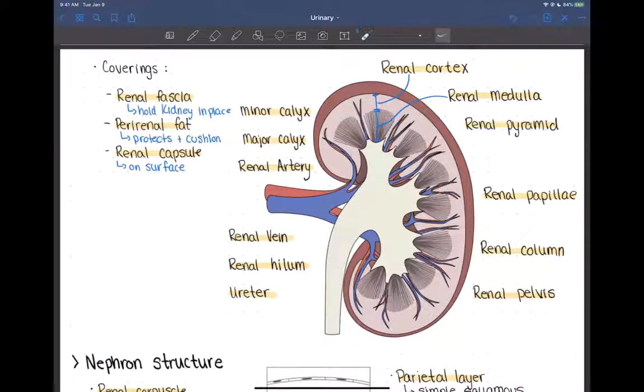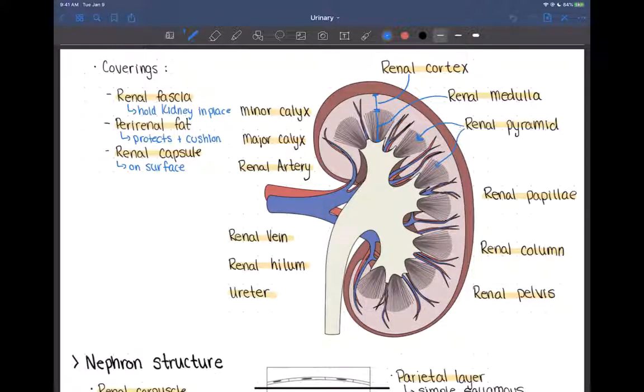The medulla is made up of a few different regions. You can see these triangle-shaped areas I was talking about. These are called renal pyramids. This would be one renal pyramid here, and we'd have another one here.